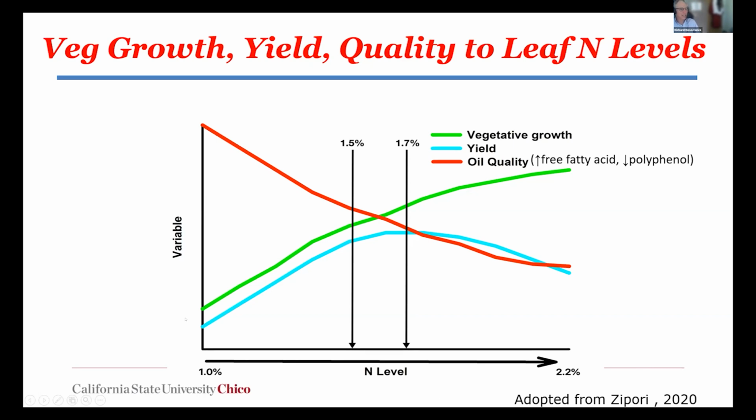What we see here is that vegetative growth can increase with N level up to a certain point. Yield can increase and then decrease. And I'll show you some more data that support that. But also, more importantly, oil quality. And the way we're quantifying oil quality, poor oil quality has a high level of free fatty acids and decreases in polyphenols. So oil quality, as measured by increase in free fatty acids and decrease in polyphenols, definitely decreases as you increase nitrogen applications and nitrogen in the leaves. So this is definitely why we don't want to apply too much nitrogen.